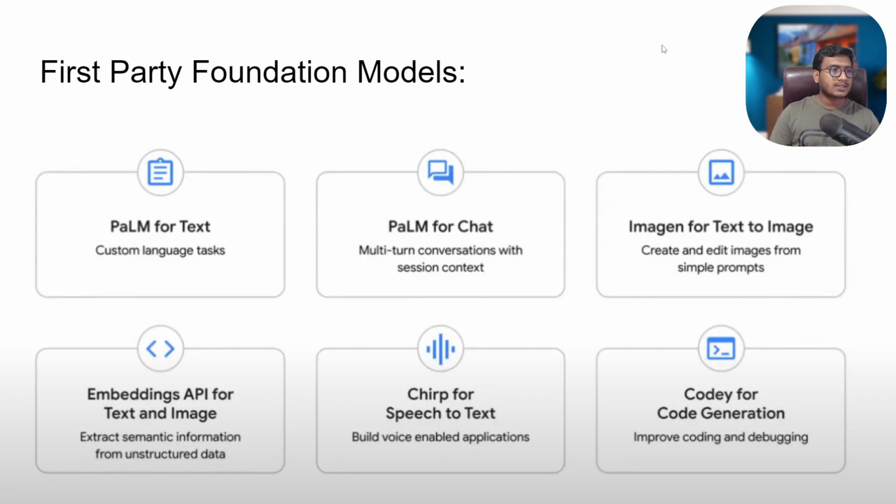And guys, here you can see some first party foundation models, like PaLM for text, where you can customize language tasks. Then PaLM for chat, where you can perform conversation. Then you can do Imagen for text to image. That means if you give any prompt, it will generate the image. Then we also have something called the embeddings model, the embedding API. Let's say you want to generate embeddings for text or images, you can use this kind of embedding model. Then the chirp model for speech to text. Then a code generation model was also available. So these were the first party foundation models in Google Research.